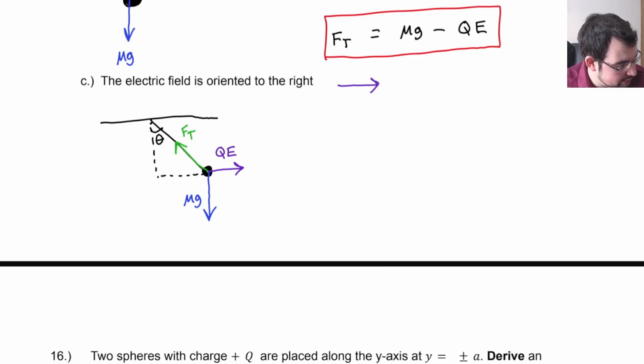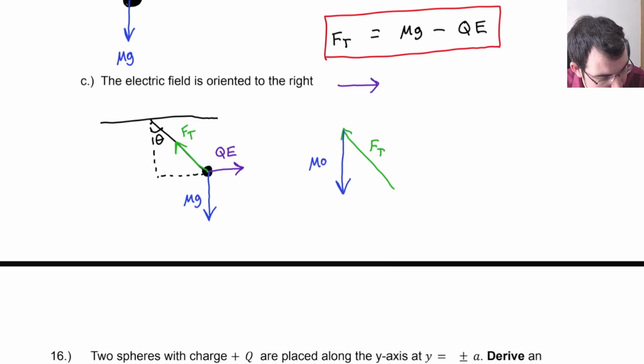So if we actually look at our force diagram, we can put these in a triangle together where Ft is an angled force, mg is a vertical force, and QE is a horizontal force. So what do we notice about this? Well, it's a right triangle.